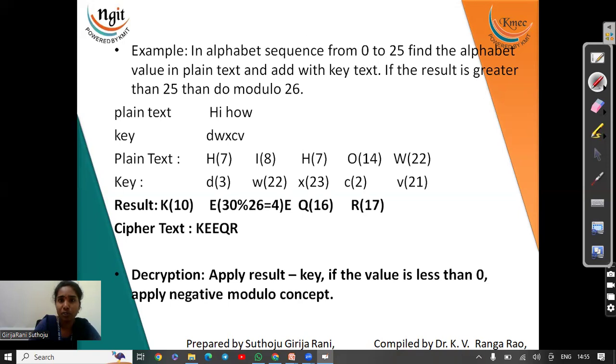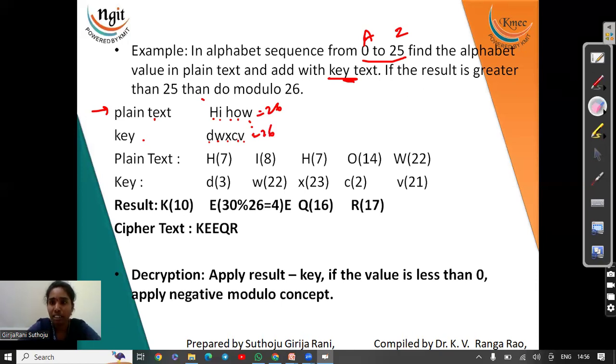When I have the alphabets A to Z as 0 to 25, I take the value in the plain text and add it to the key text. If the result is greater than 25, then take modulo 26. Now, my plain text is HIHOW. Count how many alphabets there are: 1, 2, 3, 4, 5. As I said, plain text and key will always be equal in size. So my key is DWXCV. If it is 26 alphabets, my key will be 26.